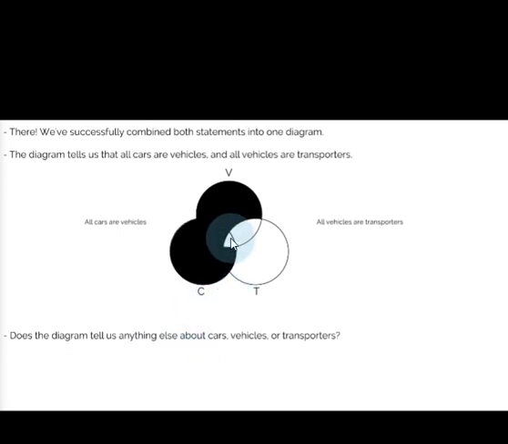Again, this little white area means that if anything is a car, it must be right here. What is it inside of? Well, it's inside of the vehicle circle, of course. And we did say that. We said all cars are vehicles. We already said that, so we don't need to say that again. But it's also inside of the transporter circle. And that's something we haven't said yet, right? All cars are transporters.